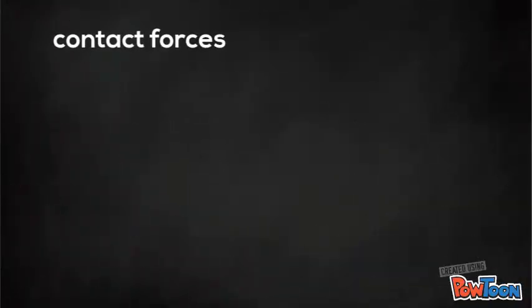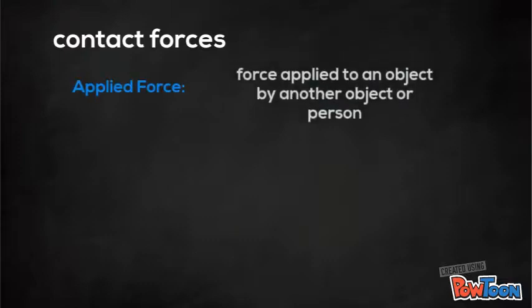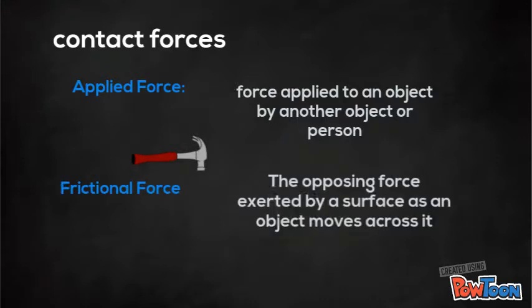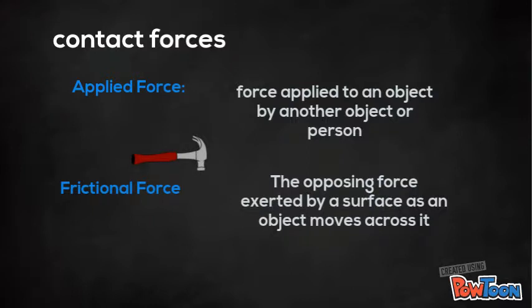Contact forces can be further classified into several different categories. An applied force is a force applied to an object by another person or object, for example, a hammer and a nail, or someone pushing a wall. Frictional force is the opposing force exerted by a surface as an object moves across it, and we'll get to that in another video.